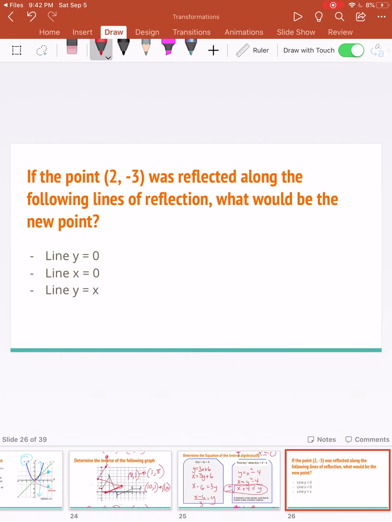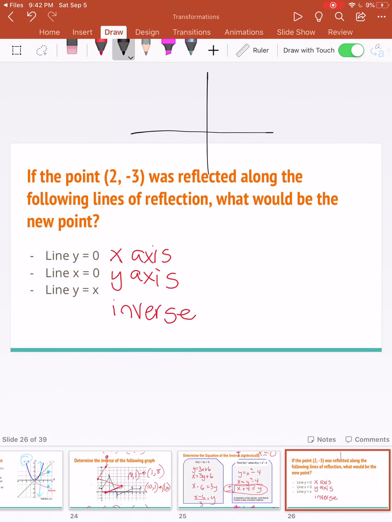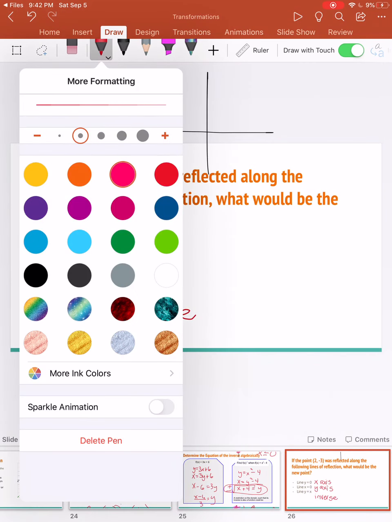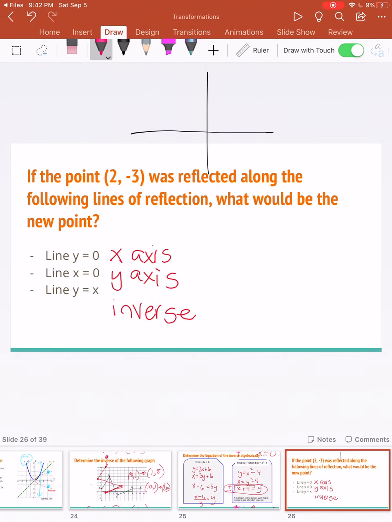Okay, so if the point 2, negative 3 was reflected along the following lines of reflection, what would be the new point? So the line y equals 0, remember that's your x-axis. The line x equals 0 is your y-axis, and the line y equals x is your inverse. Okay, and sometimes you can draw yourself a picture. So let's draw a picture here. If this is my original point, 2, negative 3, oh, right here, sorry.